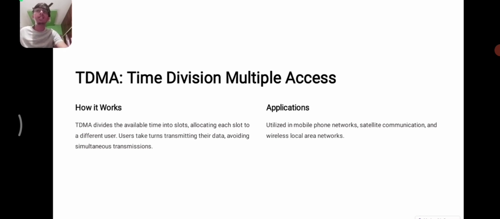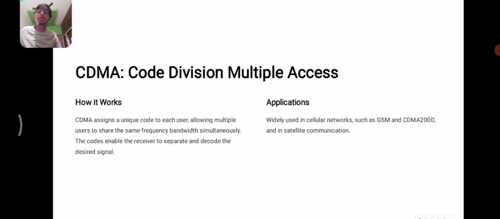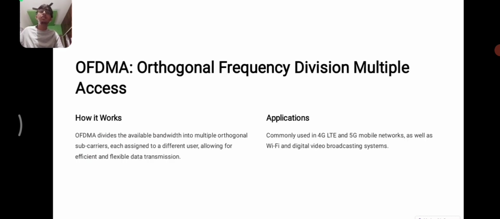And let us move on to CDMA. CDMA means code division multiple access. How does it work? Code division multiple access assigns a unique code to each user, allowing multiple users to share the same frequency bandwidth simultaneously. The code enables the receiver to suppress and decode the desired signals. These are applications widely used in cellular networks such as CDMA 2000, and in satellite communications.